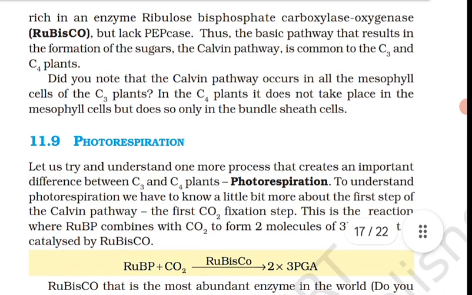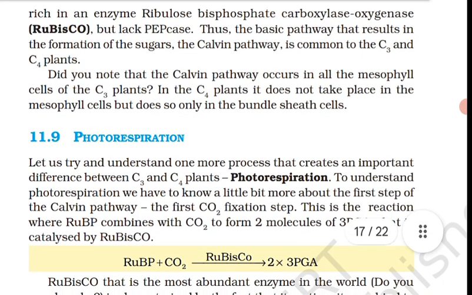Rather, it results in the release of CO2 with the utilization of ATP. In the photorespiratory pathway, there is no synthesis of ATP or NADPH. The biological function of photorespiration is not yet known.